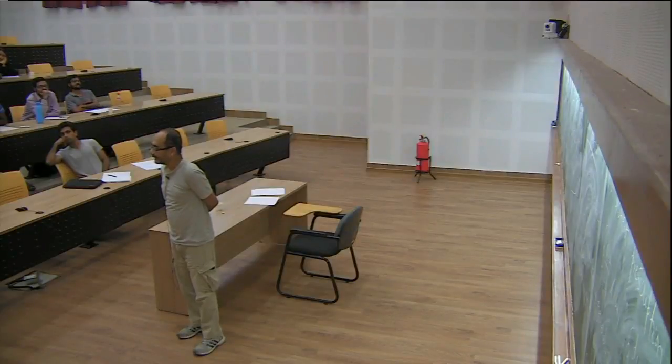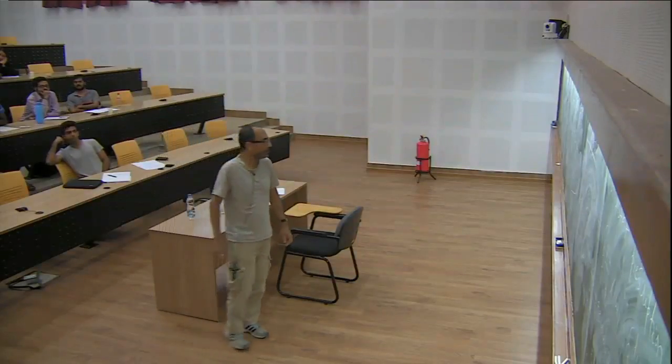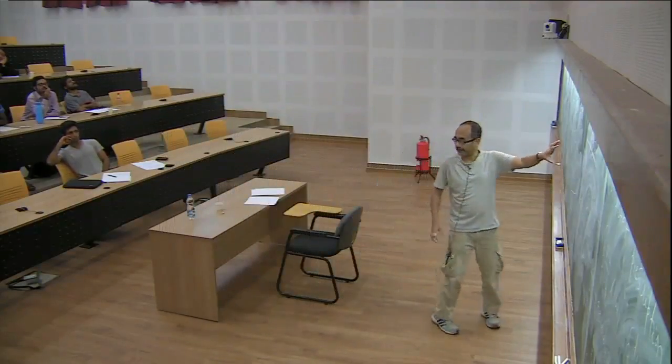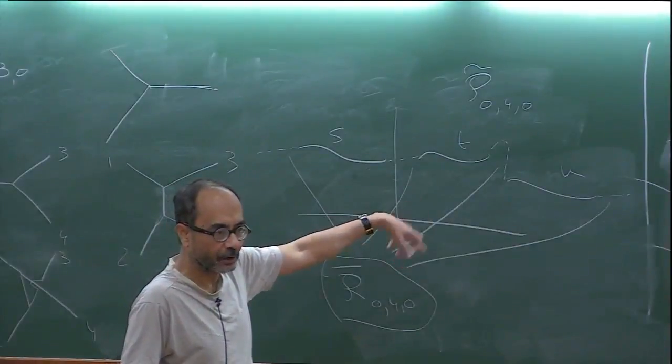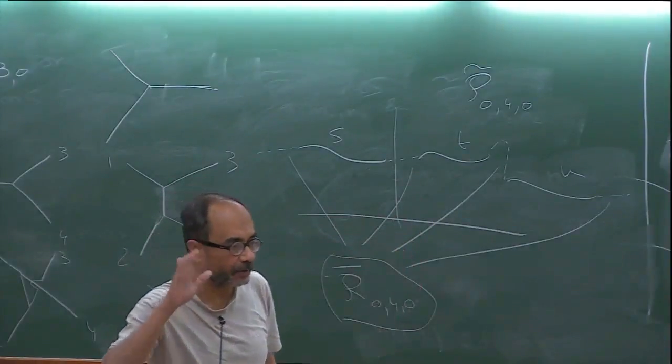No. Well, R bar doesn't depend on the vertex operator. See, R bar 030 is just a purely geometric object. It's some point in P tilde 030, right? It's a zero-dimensional space. It doesn't depend on the vertex operator.